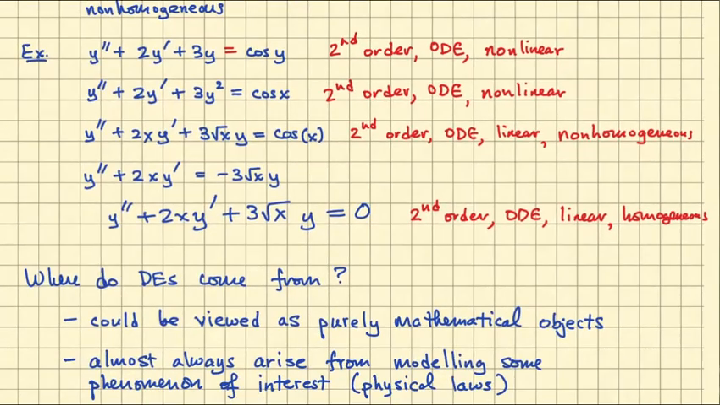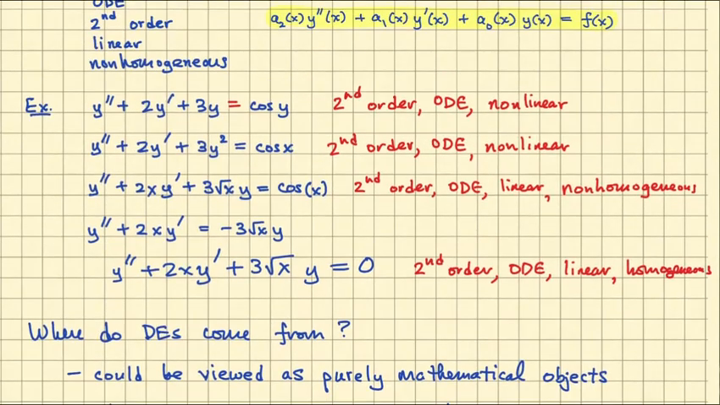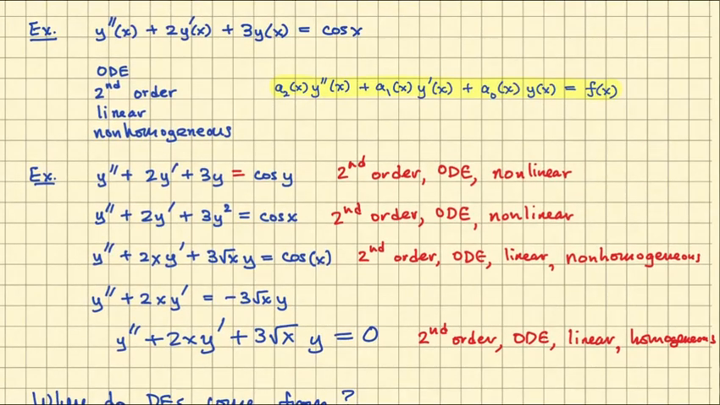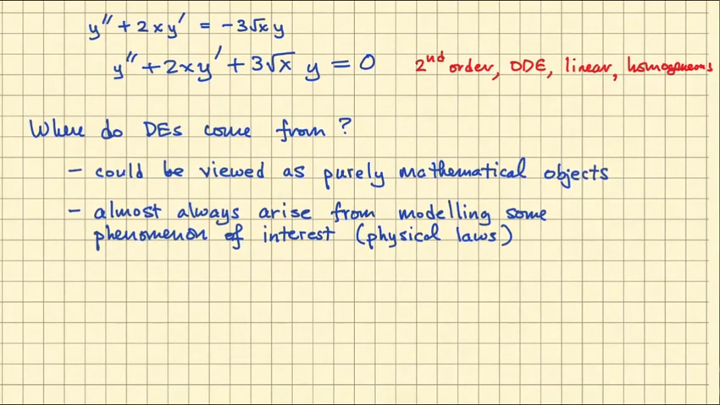Okay. So the last thing we want to talk about is, where do ODEs come from? Well, one thing is they could be viewed as just purely mathematical objects. You could just say, hey, I wonder if there's any function that satisfies this. Is there any function out there in the universe that when I take that function and multiply it by 3, then add 2 times the derivative of that function, and then add the second derivative of that function, will they all combine to give me just a cosine x? As a pure math problem, you could ask that. These are perfectly valid mathematical objects in that vein.